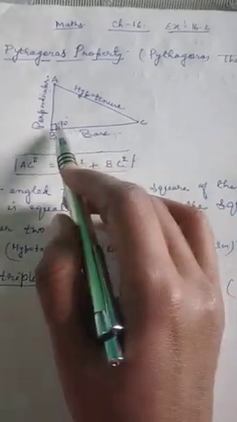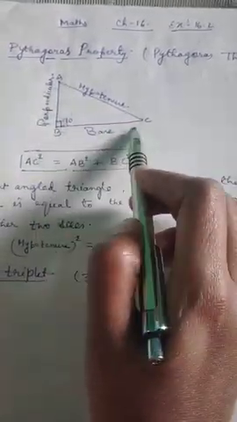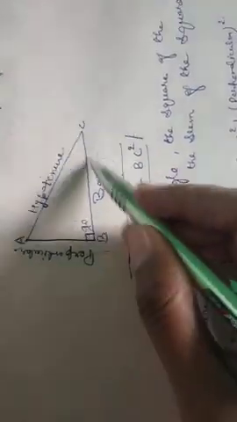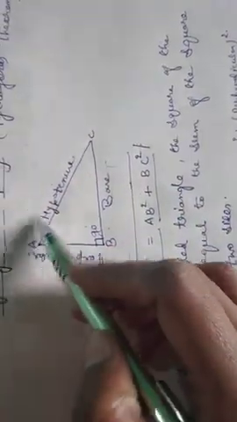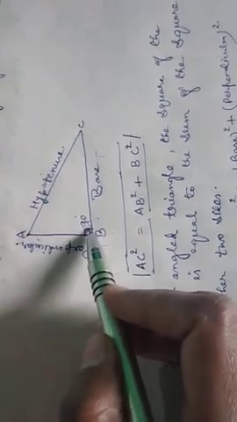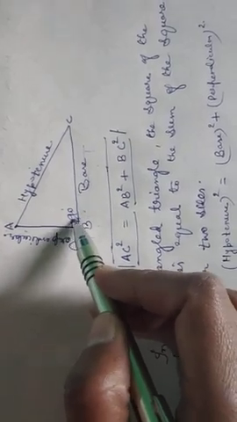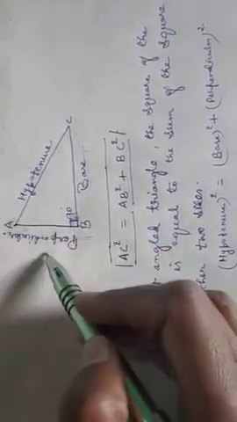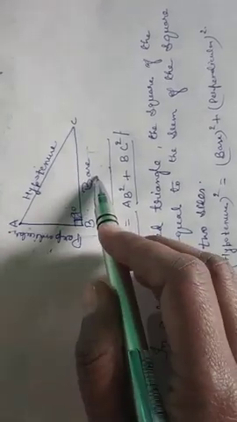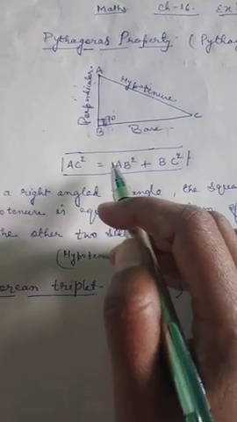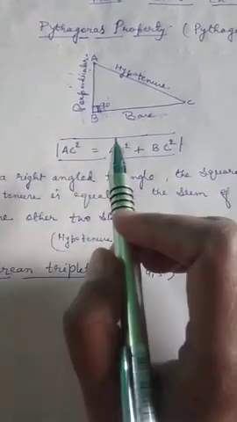But we are looking at the triangle in this manner, so this will be the base and this will be perpendicular. But if you see the triangle in this manner, then we can consider this one as base and this one as perpendicular. But the hypotenuse will be fixed because the hypotenuse is always opposite to the right angle. Okay? And this can be changed. This can also be base, or this can also be base.